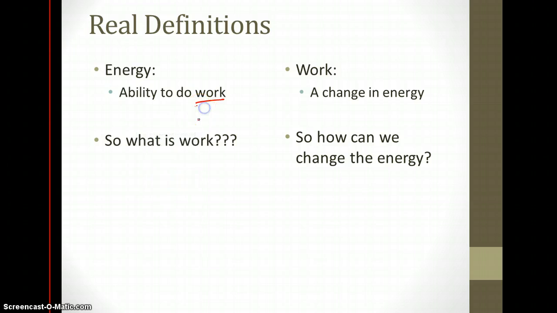Now, we talk about work all the time. We do so much work. So what is the physics definition of work? Well, the physics definition of work is a change in energy. It's very circular. When an object has energy, it can do work. When work is done to an object, it changes the object's energy. So we have to kind of take a look at some of these things.